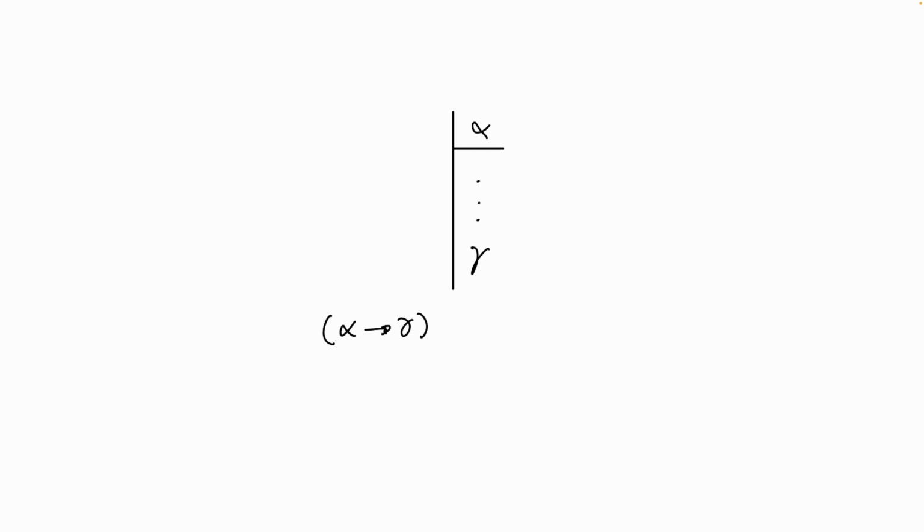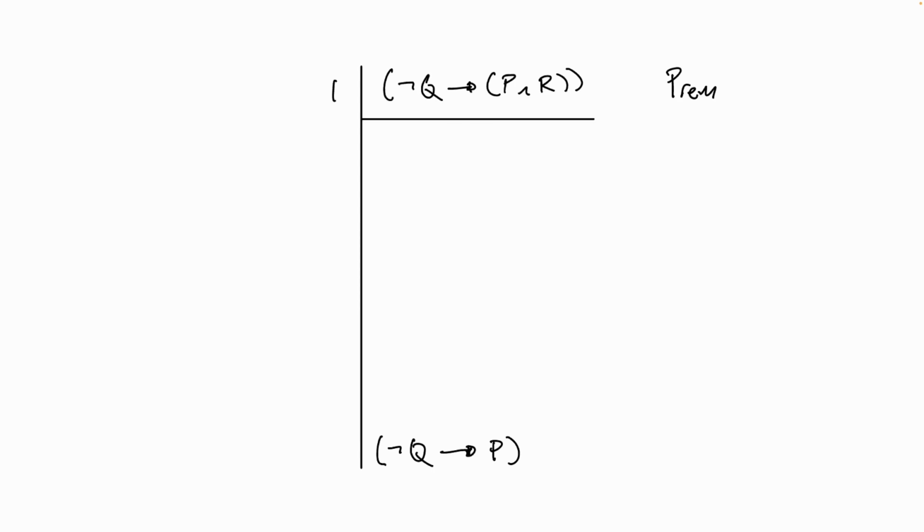Let's go through two examples. I'll start with a pretty simple one. Let's suppose your job is to construct a proof from the premise, if not Q, then P and R, to the conclusion, if not Q, then P.